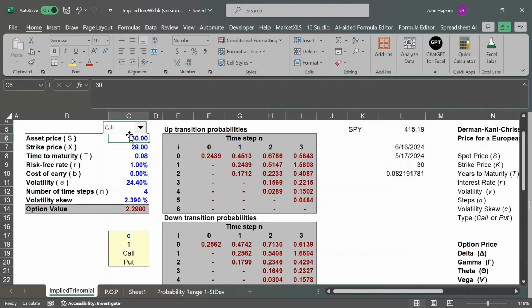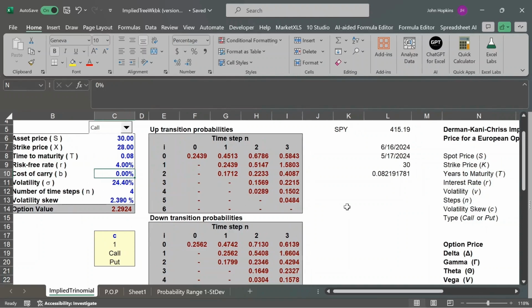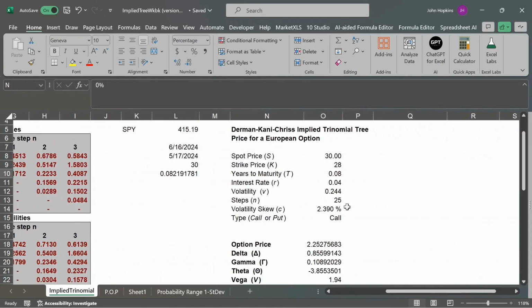And how it works is that's the asset price, that's the strike price, the usual inputs, and an interest rate. The interest rate should be 4%. We'll recalculate. It's gone up in price. As you can see, the number of steps is 4. And it's right here, the same things. This is an implied trinomial tree.